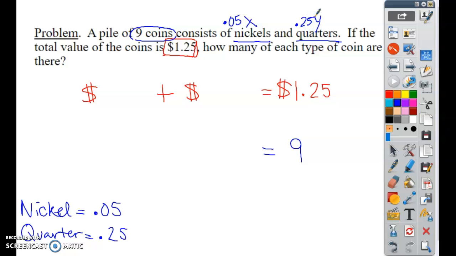So when I write it down in the equation, I'm going to say 0.05X plus 0.25Y equals my money. Okay? And then I have 9 of them, so X plus Y equals 9. The nickels plus the quarters equals 9 of them. Okay? So now we're going to put this in decimals. So pause the video, put it in decimals, and see how many of each coin we have.